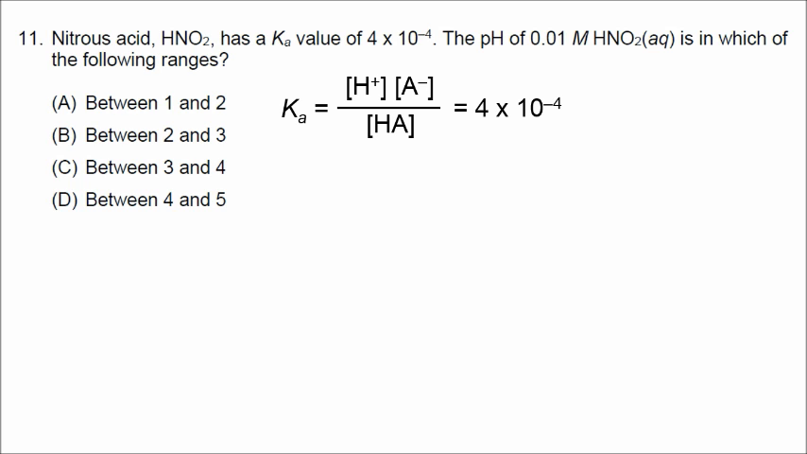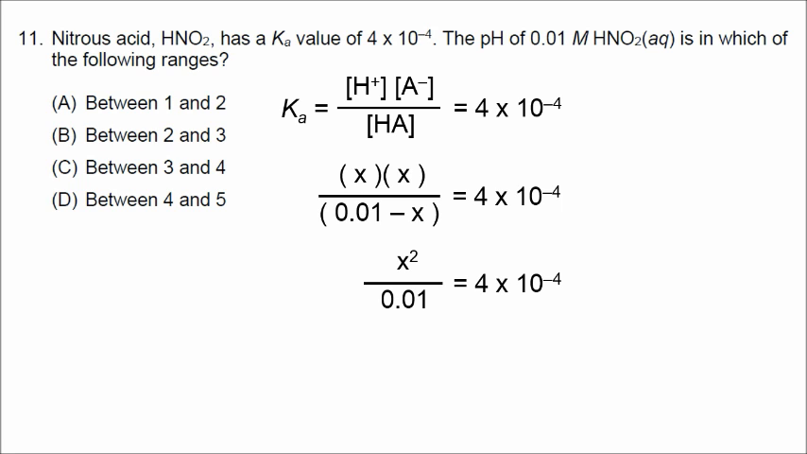So here we have the Ka expression. It's equal to 4 times 10 to the negative 4. We can plug in our concentration of nitrous acid on the bottom. So we have x squared on top, and we have 0.01 on the bottom, since we can ignore the fact that x is relatively small. So we're going to go ahead and multiply both sides by 0.01. x squared equals 4 times 10 to the negative 6. We can go ahead and take the square root. That's a perfect square, so we get x equals the concentration of H+, which is 2 times 10 to the negative 3.